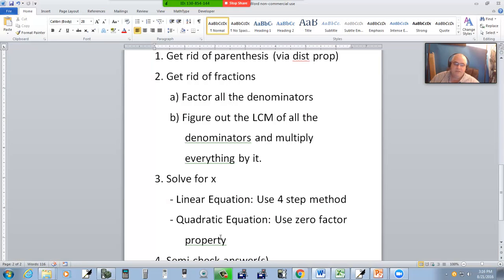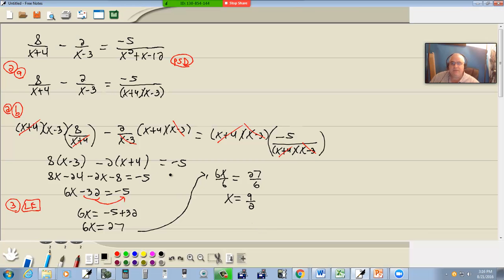Now step 4 says semi-check your answer. What that means is plug that back in the original equation and make sure it does not cause any denominator to equal 0. For example, if I put 9/2 here, 9/2 plus 4, I don't know what it is, but it's not 0. That's all I care about. 9/2 minus 3, that's not 0. 9/2 squared is 81 over 4 plus 9 over 2 minus 12. And I don't know what that is, but it's not 0. So that's what we mean by semi-checking it. You don't have to fully check it, you just got to semi-check.